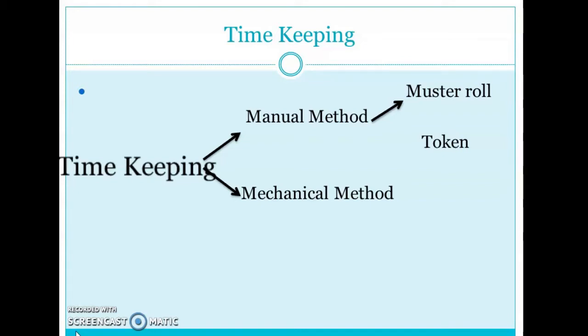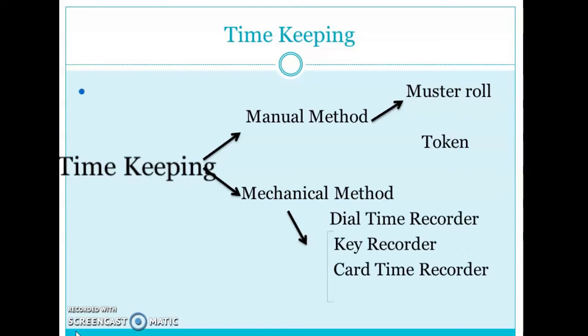The next one is token method. Each worker is given a token with his identification number when he enters the factory. The next one is mechanical method. Here this mechanical method is divided into dial time recorder, key recorder and card time recorder.